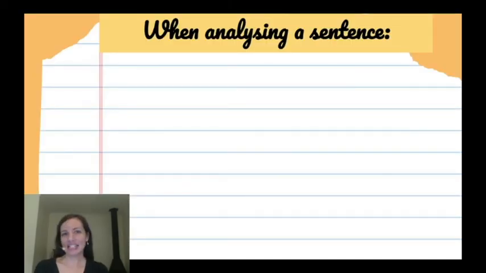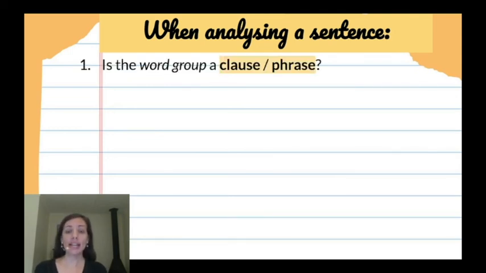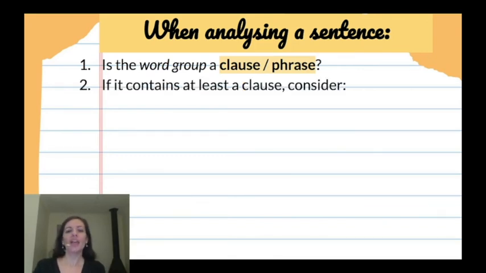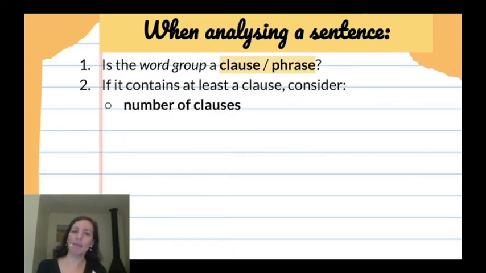When analyzing a sentence, we use the following tests to determine if it's simple, compound, or complex. Firstly, we need to ask ourselves if we're in fact dealing with a clause. Remember, we cannot have a sentence if we've merely got a phrase. So when we look at it, see if you've got a finite verb, and if you do have a finite verb, you are dealing with clauses. Then we want to look at the number of clauses that we've got. So if we've got at least a clause, we can start looking at number.